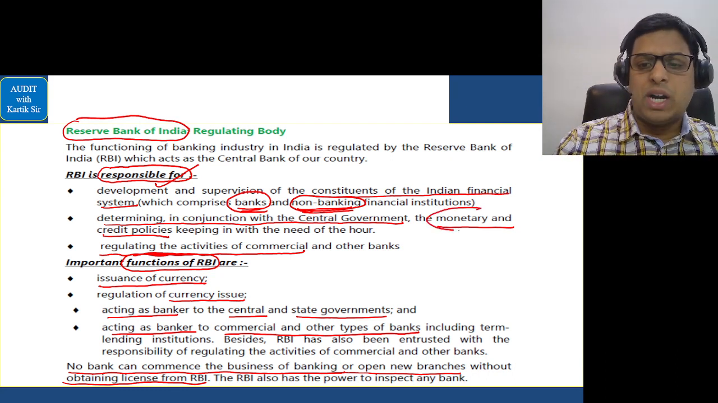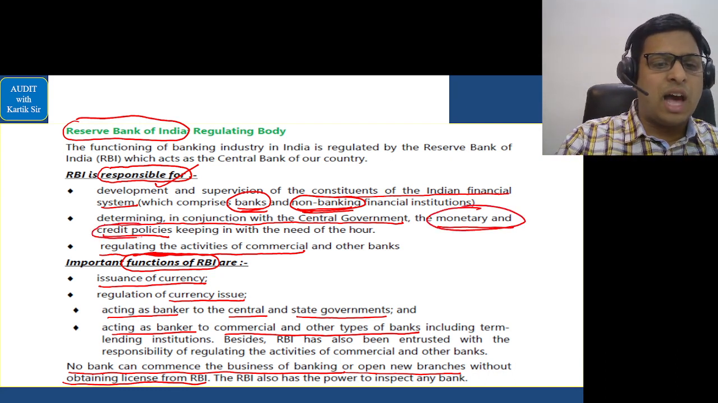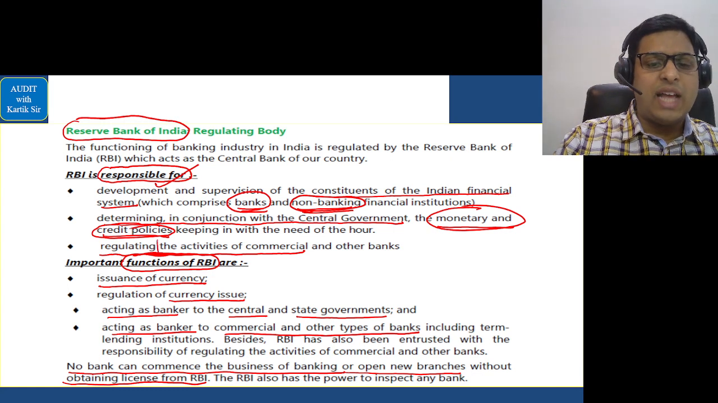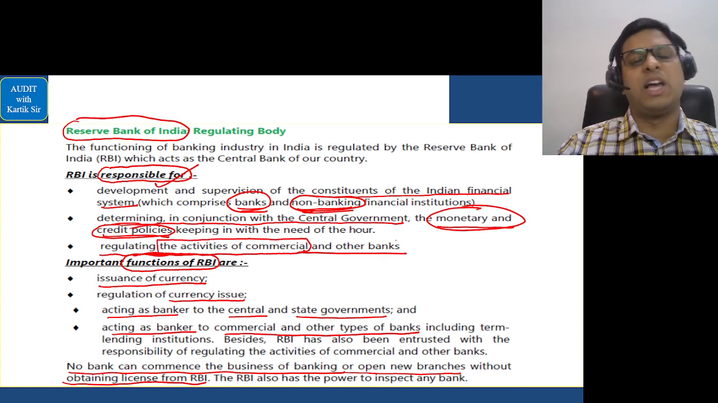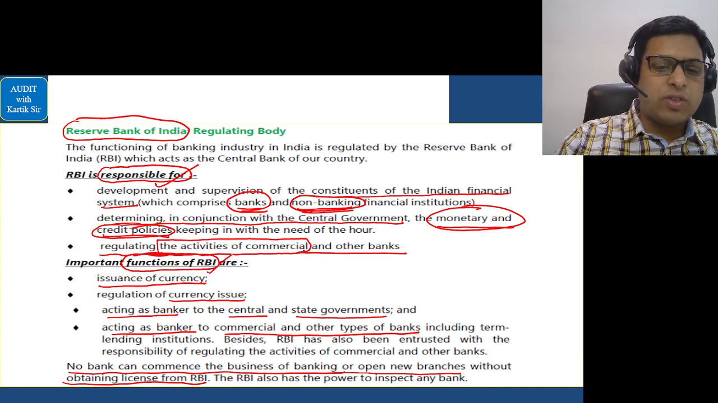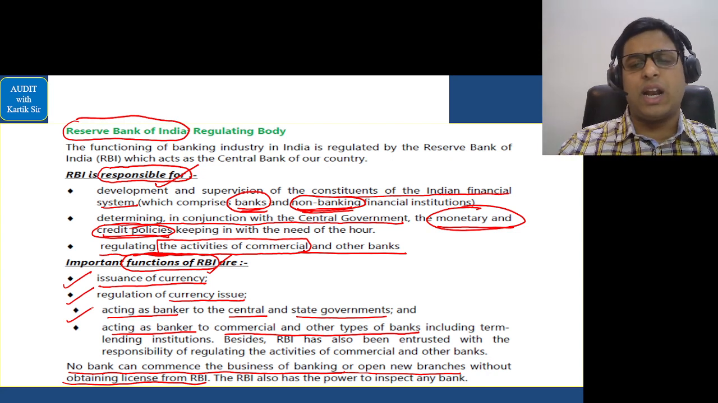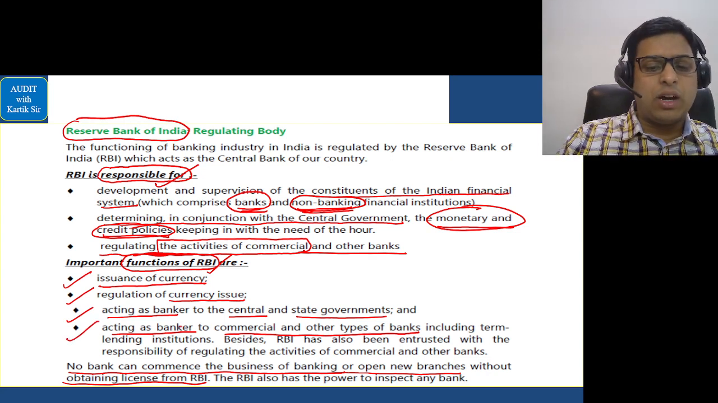Second is the monetary and the credit policy for the country, which the RBI will set. And finally, regulating the activities of commercial and other banks. What are the functions of the RBI? First is issuance of currency, regulation of currency issue, acting as a banker to the government, that is central and state government, and acting as banker to commercial and other types of banks.